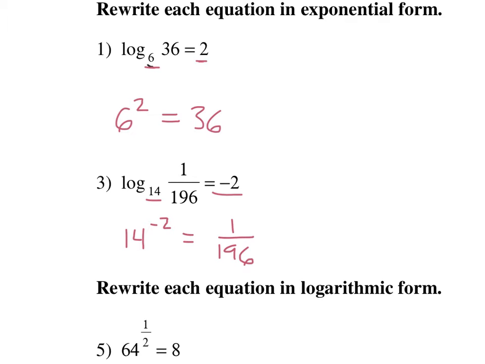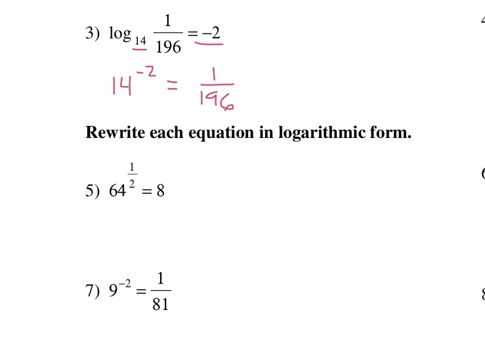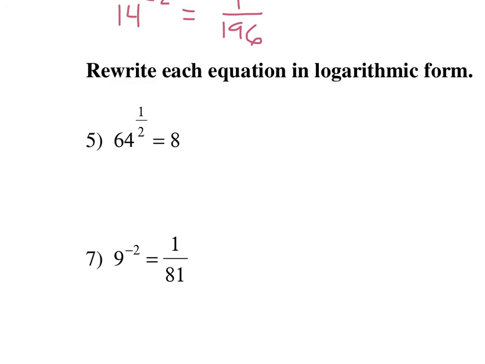All right, next we're taking it from exponential form and putting it into logarithmic form. So we're going to start with the word log. Always, logarithmic form starts with the word log. So our base is going to go into the basement. Next we write our answer, because A goes next to B, and then that's equal to the exponent 1/2.